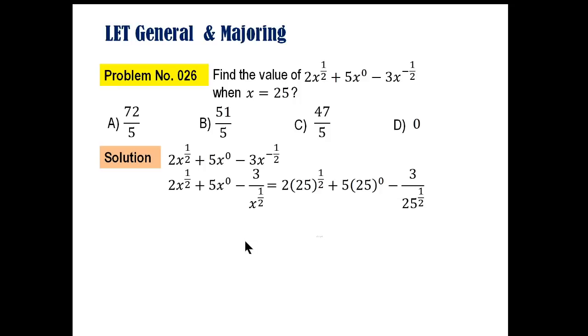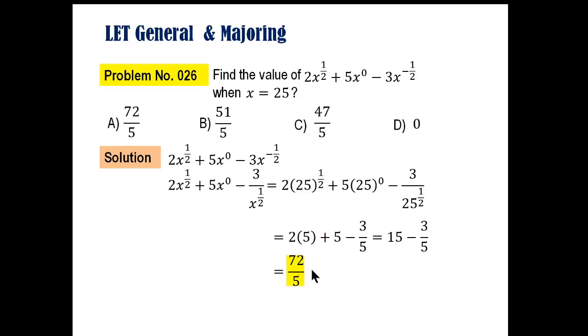Okay, this is equal to 2 times, 25 raised to 1/2 is the same as the square root of 25, which is 5, plus 5, 25 raised to 0 is 1, because any number raised to 0 is equal to 1. 1 times 5 is 5, minus 3 over 25 raised to 1/2, which is equal to the square root of 25, which is 5. So we have now 2 times 5, that's 10, plus 5, that's 15, minus 3 over 5. It is equal to 15 times 5, that's 75, minus 3, that's 72 over 5.